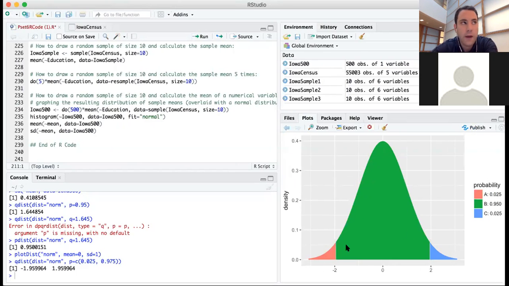And the critical values for a two-tailed normal distribution will be 1.96. So positive 1.96 and negative 1.96. Those are the two critical values that represent a two-tailed normal distribution.